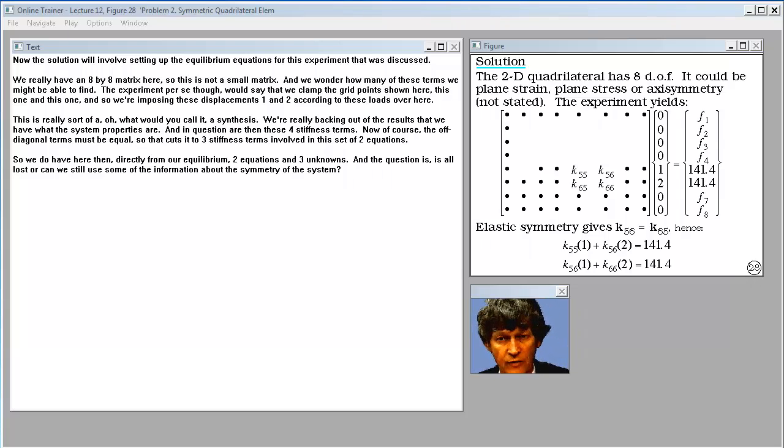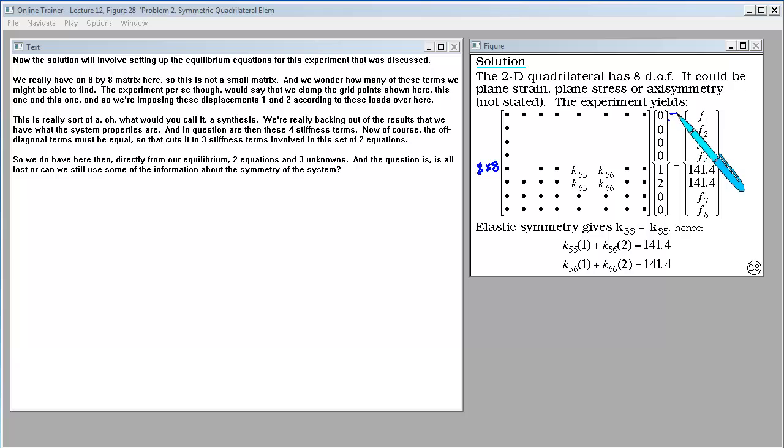Now the solution will involve setting up the equilibrium equations for this experiment that was discussed. We really have an 8 by 8 matrix here, so this is not a small matrix, and we wonder how many of these terms we might be able to find. The experiment per se would say that we clamp the grid points shown here, and this one, and this one. And so we're imposing these displacements, 1 and 2, according to these loads over here.